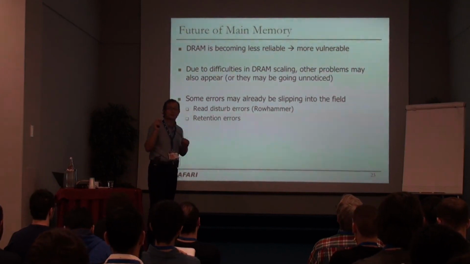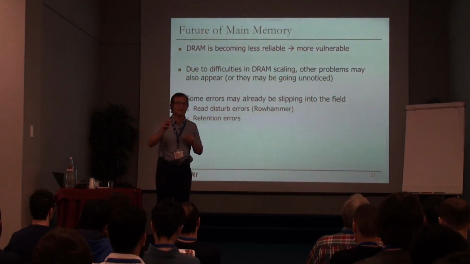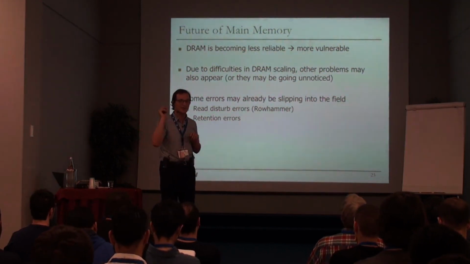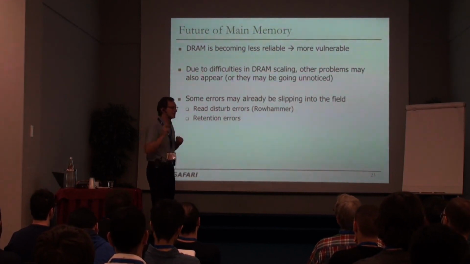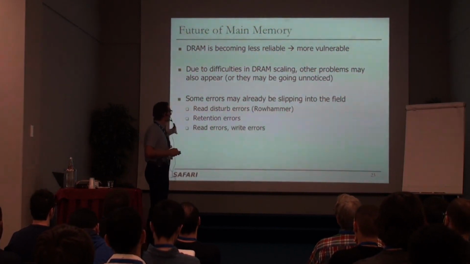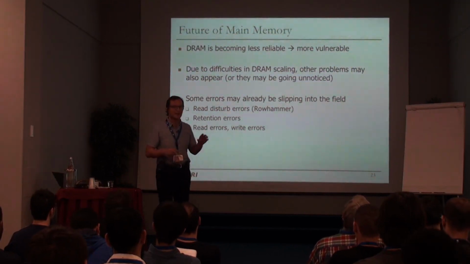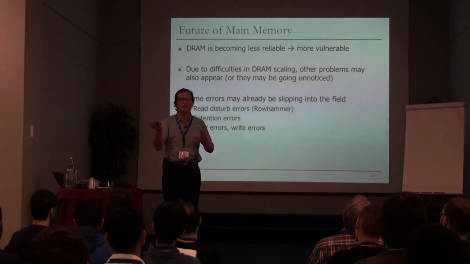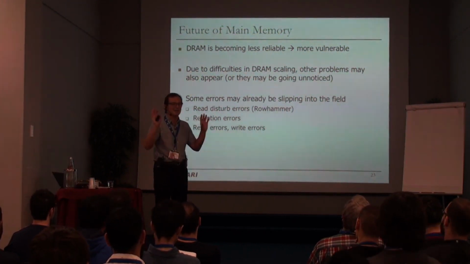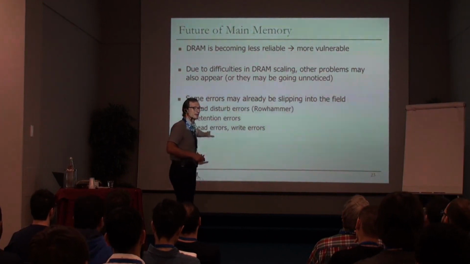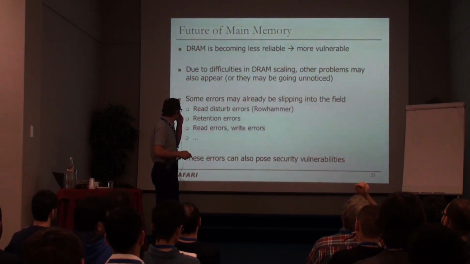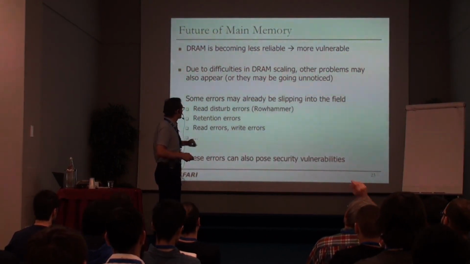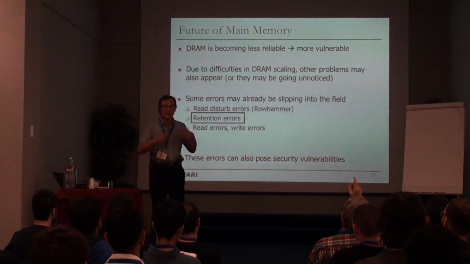It's very hard to pinpoint the root cause of some of these errors. If you see an error in the field, you know that you see an error, but what's the root cause of it? It's very difficult to say exactly. Read errors, write errors, and there are some random errors, of course, soft errors. The soft error probability, the probability that your bit flips because of whatever reason, maybe a particle strike, is much lower than some of these error rates. Okay, so these errors can also pose security vulnerabilities. The question is, can you actually take advantage of it?